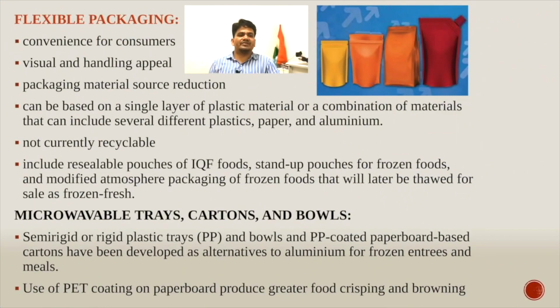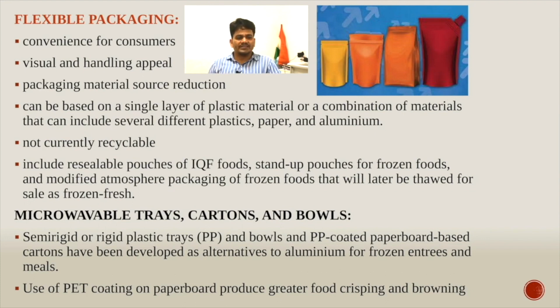Another packaging system is flexible packaging, which offers convenience for consumers, and visual and handling appeal. Packaging material source reduction can be based on a single layer of plastic material or a combination of materials that can include several different plastics, papers, and aluminium. And the next point is that it is not currently recyclable, which may be one problem.